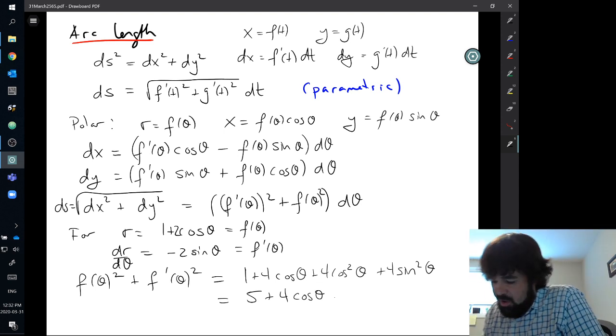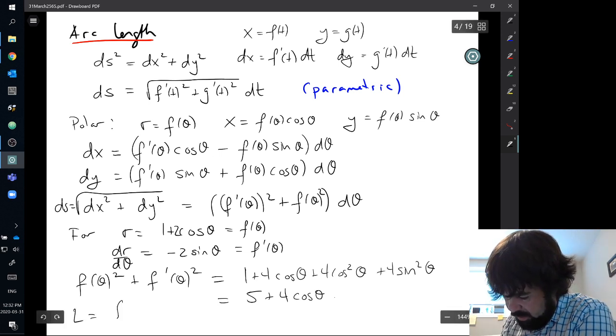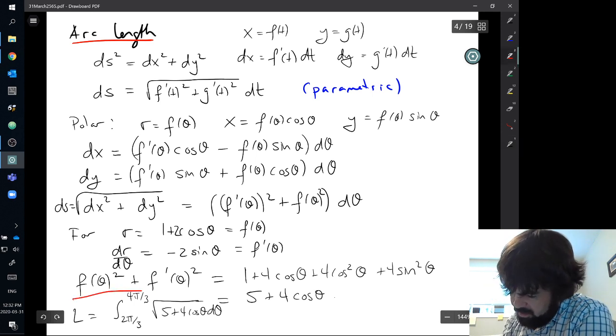And so I can tell you what the length of the curve is. The length of the curve is going to be the integral from where the curve begins, which is 2 pi over 3, to where the curve ends, which is 4 pi over 3, of 5 plus 4 cos theta d theta. That's the formula for the length.